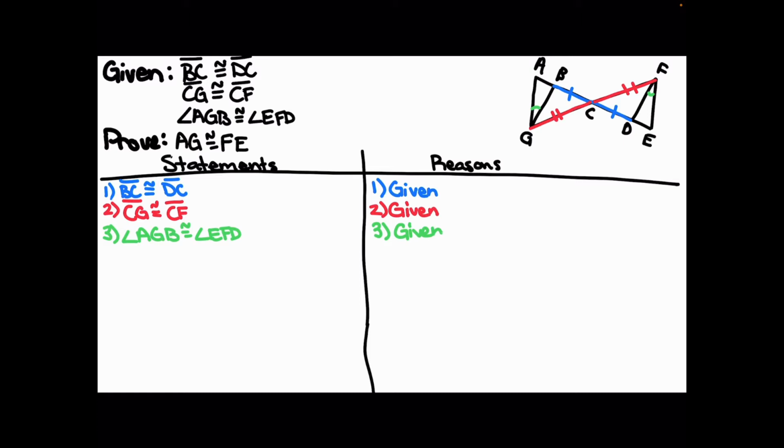All right, so getting started, we know that BC is congruent to CD. We know that CG is congruent to CF, and we know that angle AGB is congruent to angle EFD. What we want to prove is segment AG over here is congruent to segment FE. So to get started, we have all of our given information on here. BC is congruent to DC, CG is congruent to CF, and angle AGB is congruent to angle DFE.